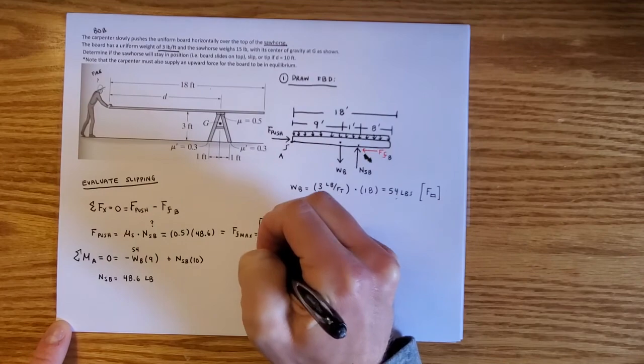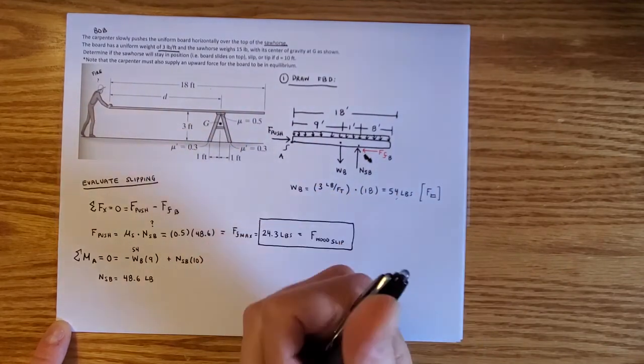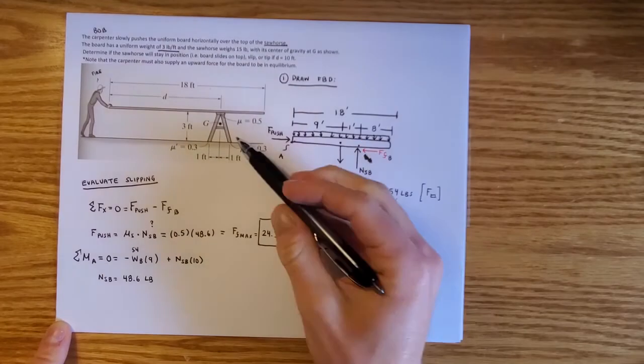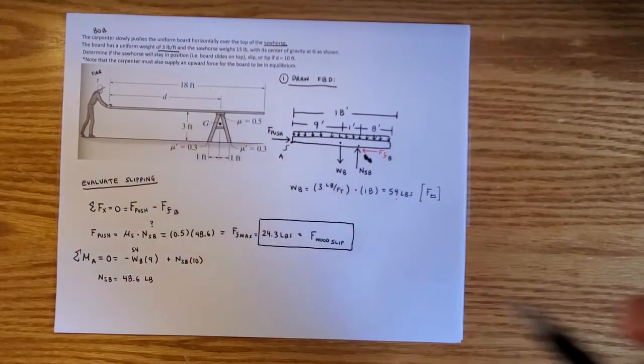Now this was just the first condition we were checking. We're going to have to check 2 more conditions for the sawhorse, both slipping and tipping of the sawhorse. And I'm going to start a new sheet of paper and get us started working on that problem.